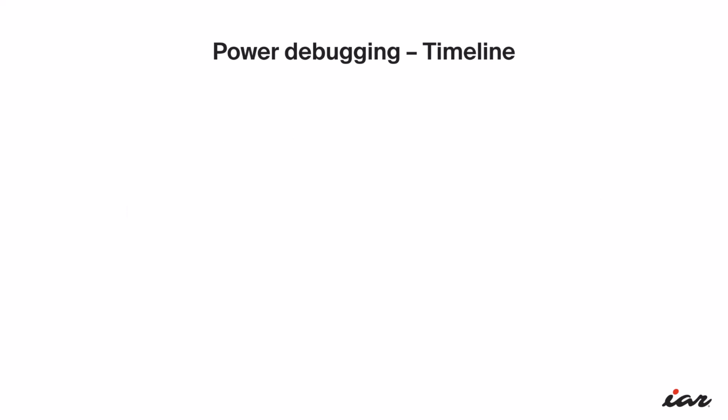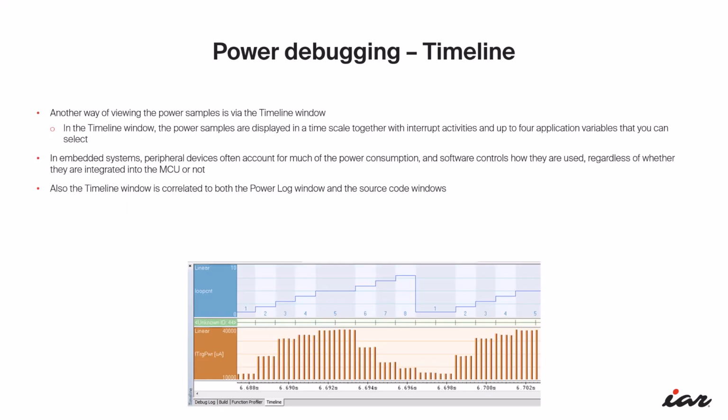Next one is the power debugging timeline. This is the best way of visualizing what's going on in your application. It's graphical. In the timeline, the power samples are displayed in a time scale together with other activities like interrupts and even variables that you can select.